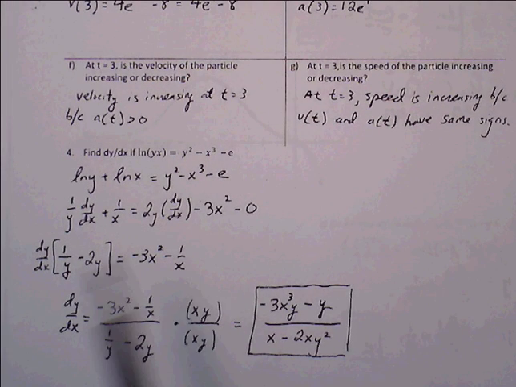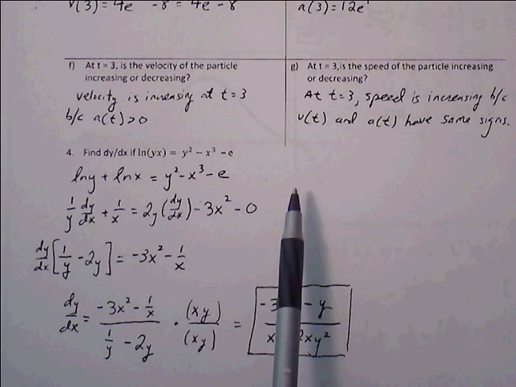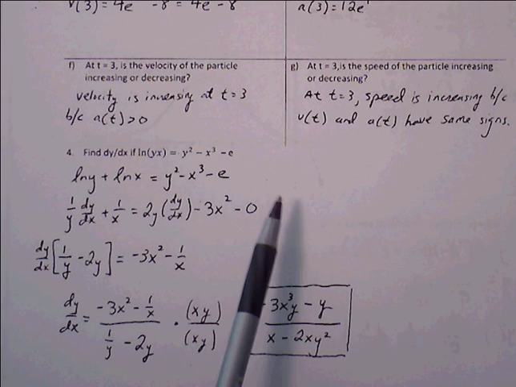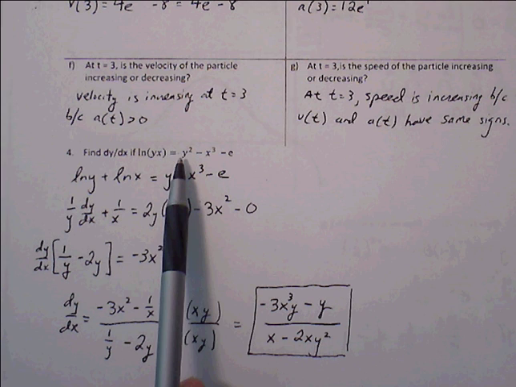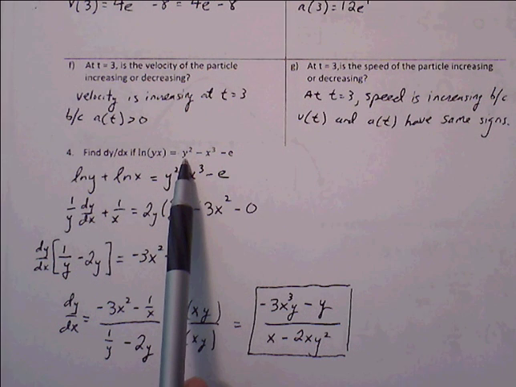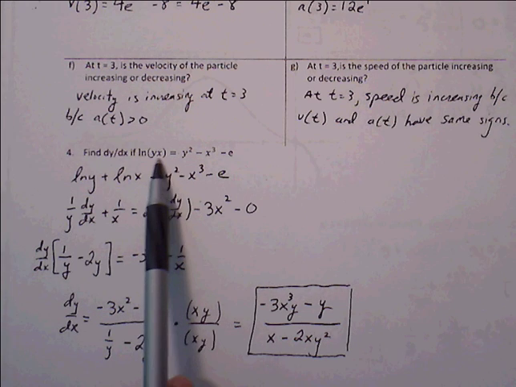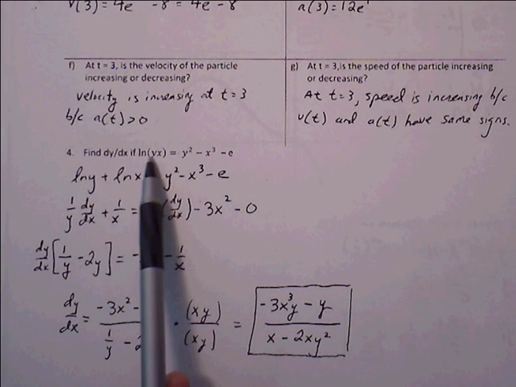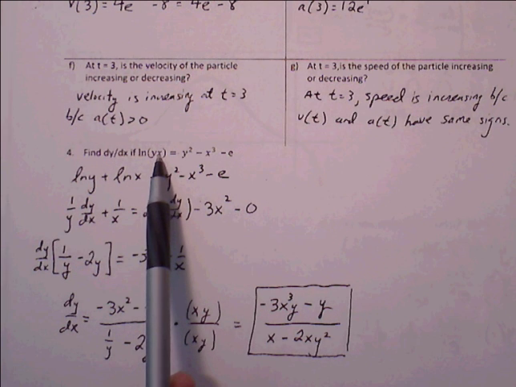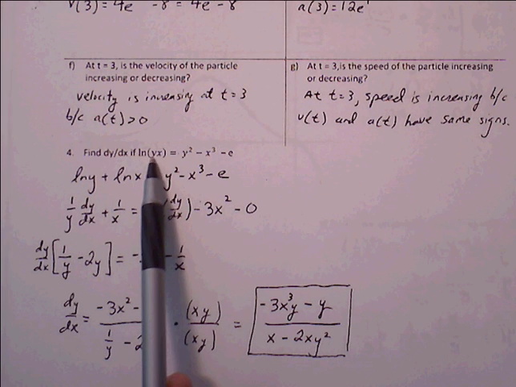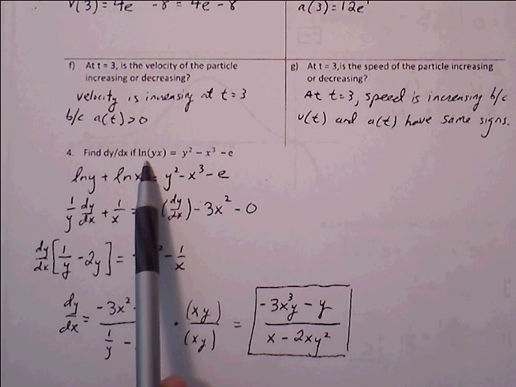Okay, for number 4, find dy/dx if natural log of yx equals y squared minus x cubed minus e. We have to go through a series of rules here. One is implicit differentiation, since we have x and y mixed together. I'm also going to take advantage of the product property for natural logs to expand, so we can simplify this expression a bit. So let's do that first.